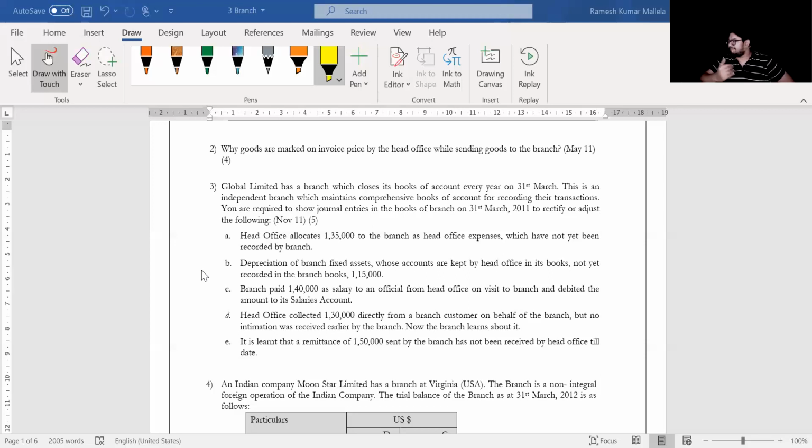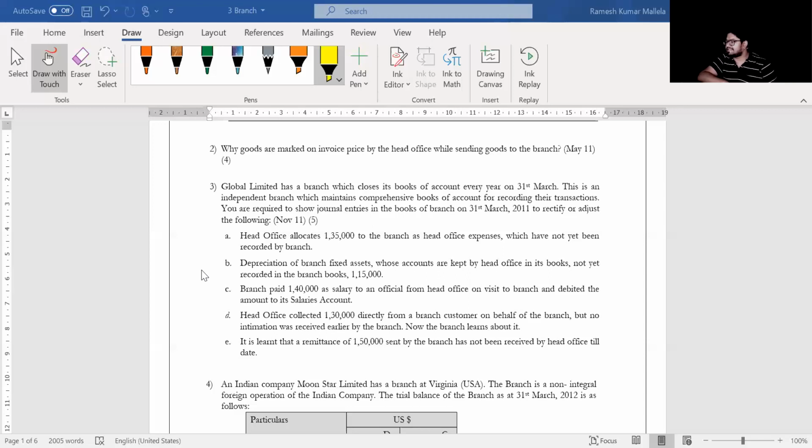Rectification entry would be head office account debit to salaries account. So I'm telling you directly in words, but I want you to write down all these entries there. So the entry is going to be head office account debit to salaries account, because head office is supposed to be debited, but you have wrongly debited salaries account. Now you are rectifying it. That is, head office is debited and salaries is going to be credited. Next.